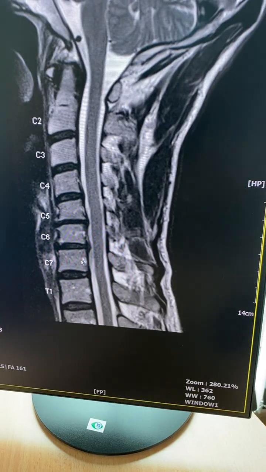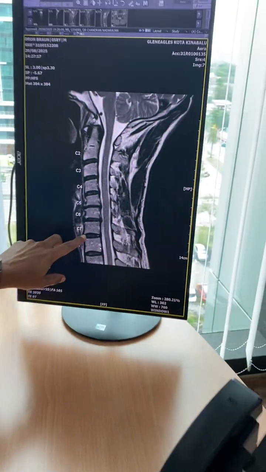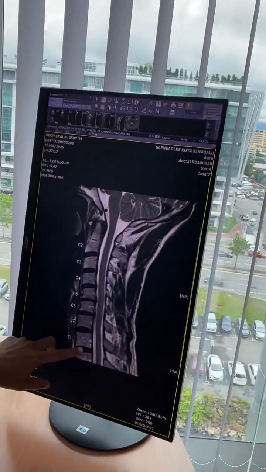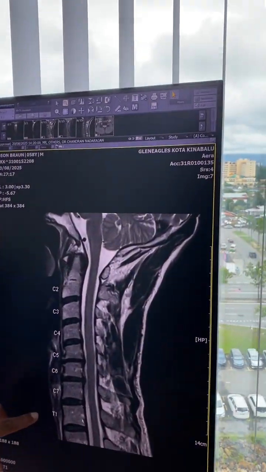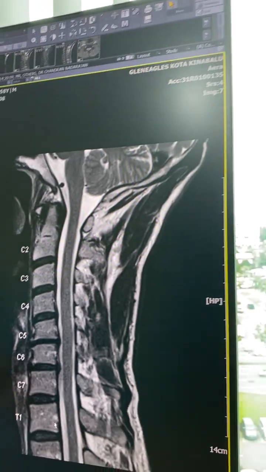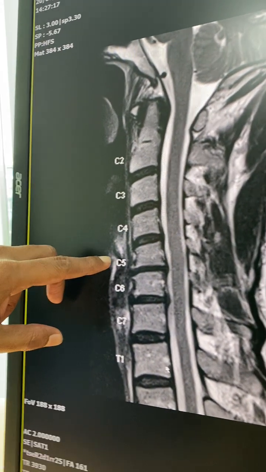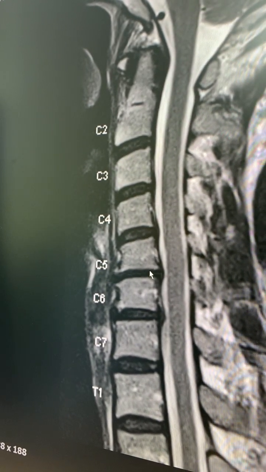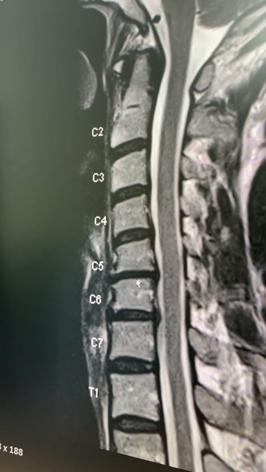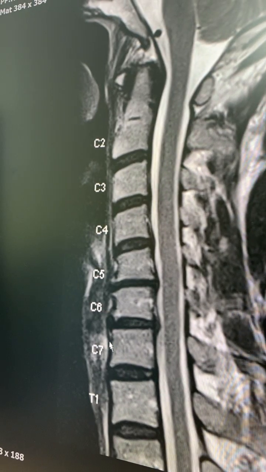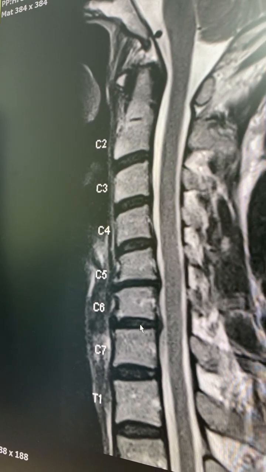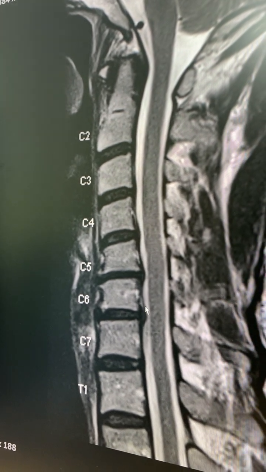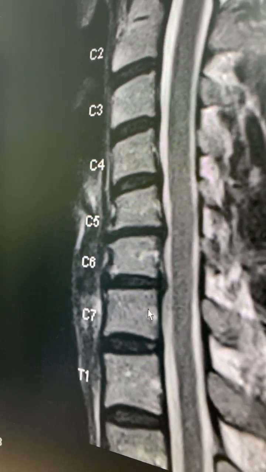So the thickness of the disc should be something like this. They should be uniform throughout. If you look at it carefully, you can see at C5 and C6 the disc is rather thin, narrow. And C6 and C7 is also the same. And then there is a bit of bulging of the disc into the spinal canal.